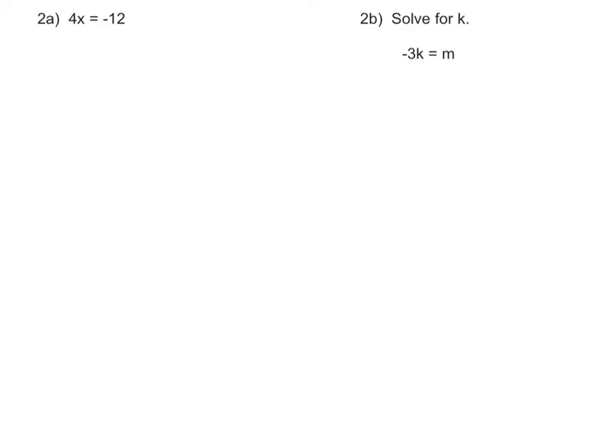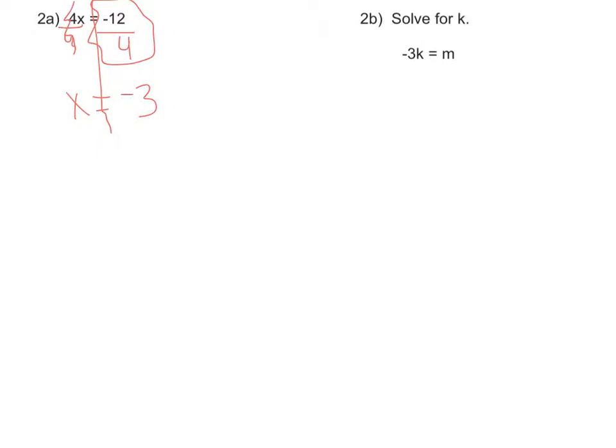Okay, example 2. For the first one, 2a, we have 4x equals 12. We'll draw our line here. We're trying to solve for x. The 4 and the x are right beside each other, which means you're multiplying. That means we're going to divide both sides by 4, so that our 4's cancel. We'll have x equals, on the right side, 12 divided by 4, which is 3.